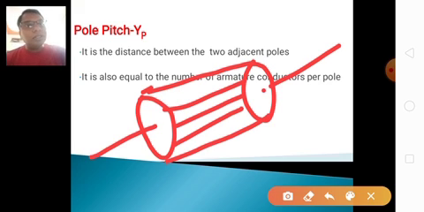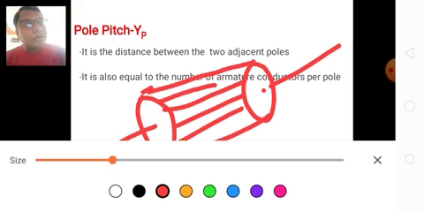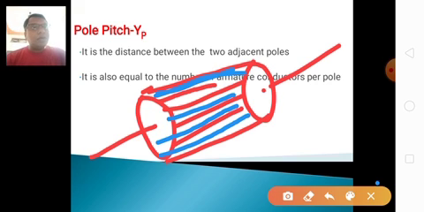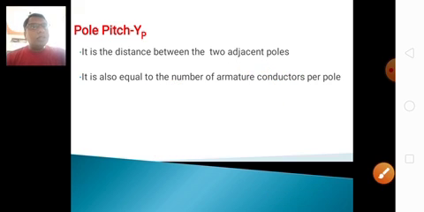What the pole pitch means here: this is the slot, this is one slot, and these are the slots. It is equal to the number of armature conductors per slot. So how many slots are available? That is the pole pitch.